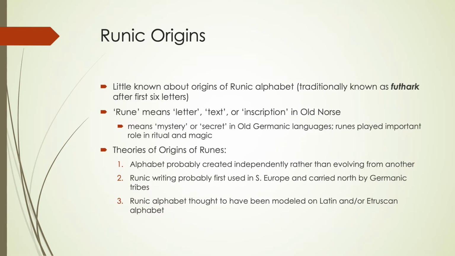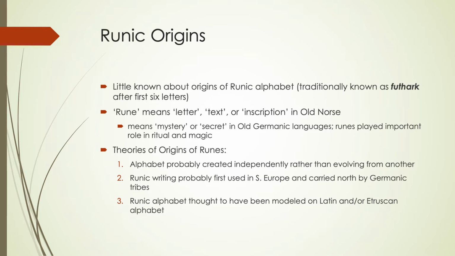There's actually not very much known about the origins of the runic alphabet. We traditionally refer to this as Futhark, named after the first 6 letters of it. Rune initially means letter, text, or inscription in Old Norse, but meant something closer to mystery or secret in other Old Germanic languages. This is partly due to the fact that runes did play an important role in ritual and magic during this time, even continuing into the present day. There are a few theories as to where runes come from. None of them are things that we know for sure.